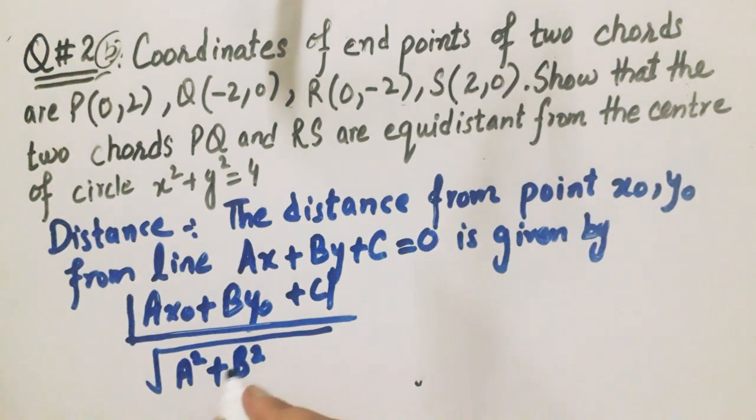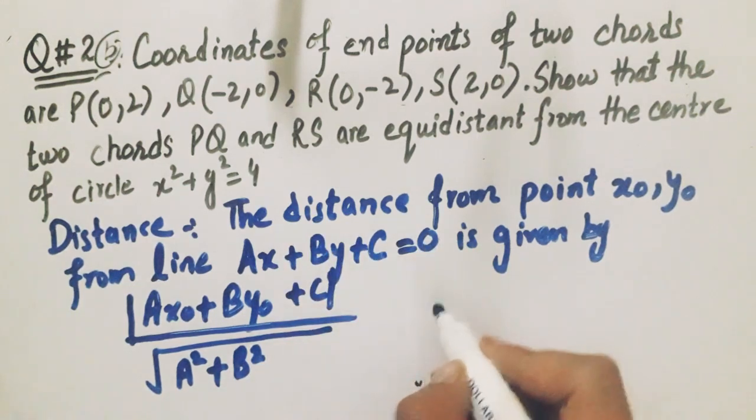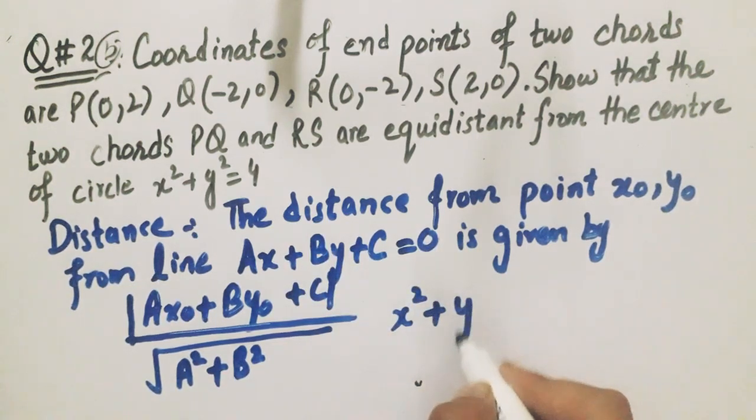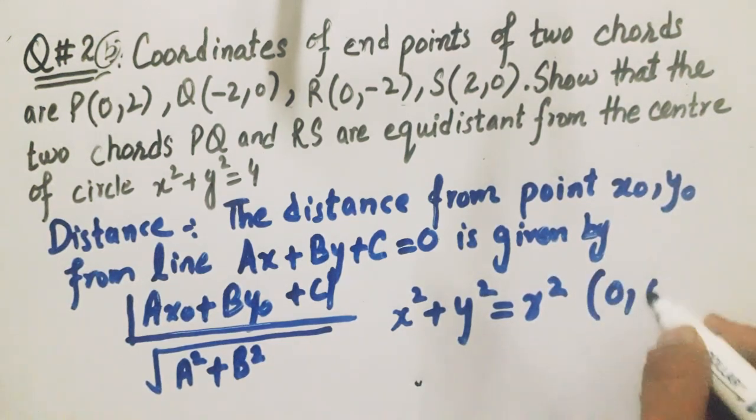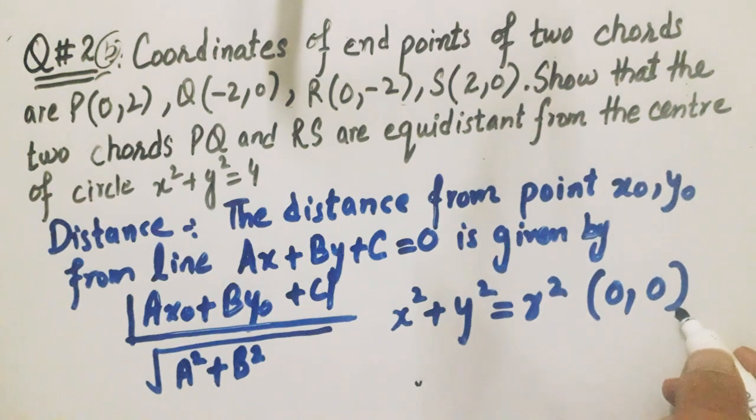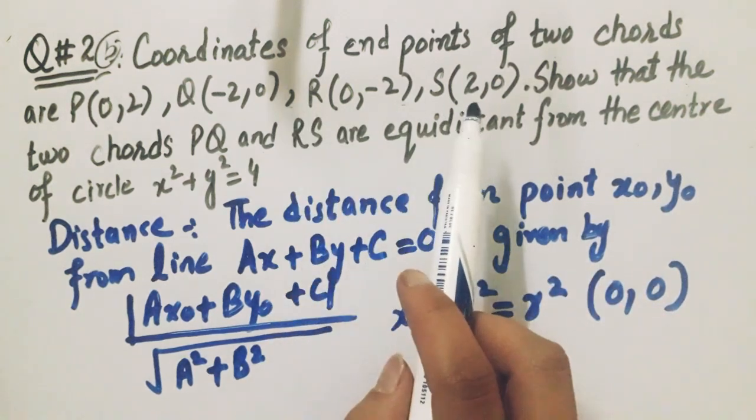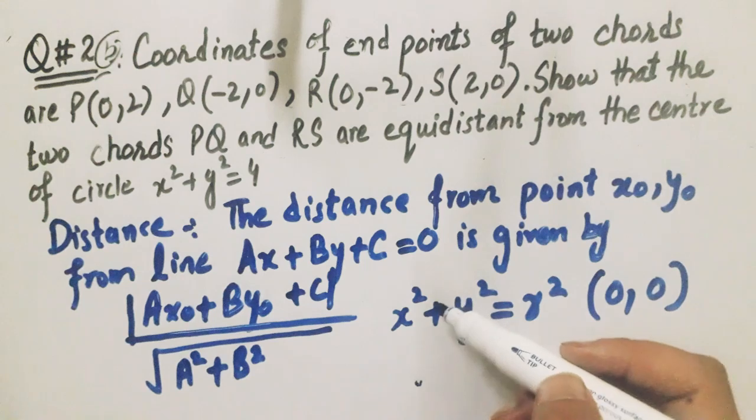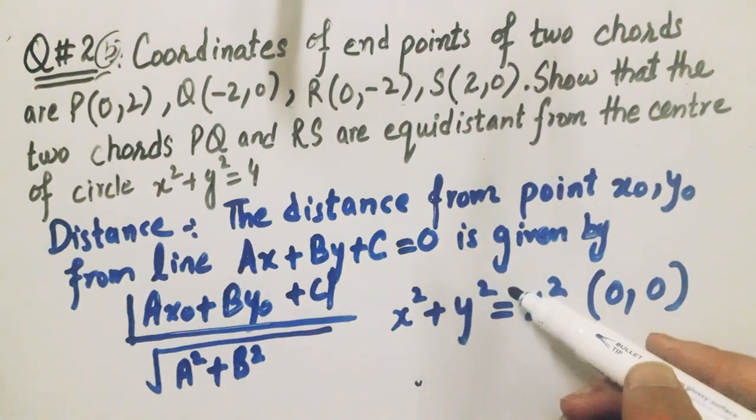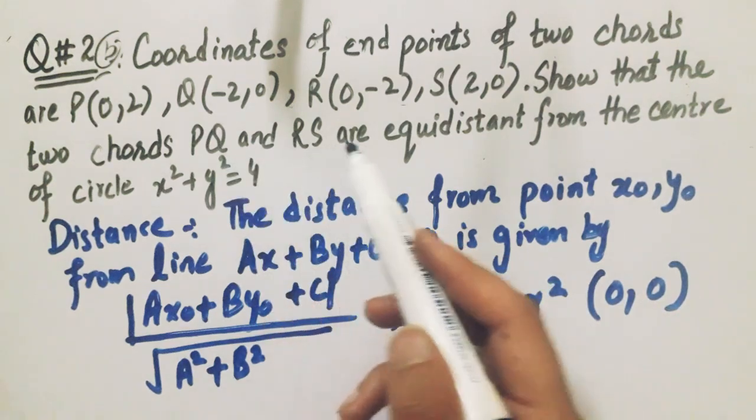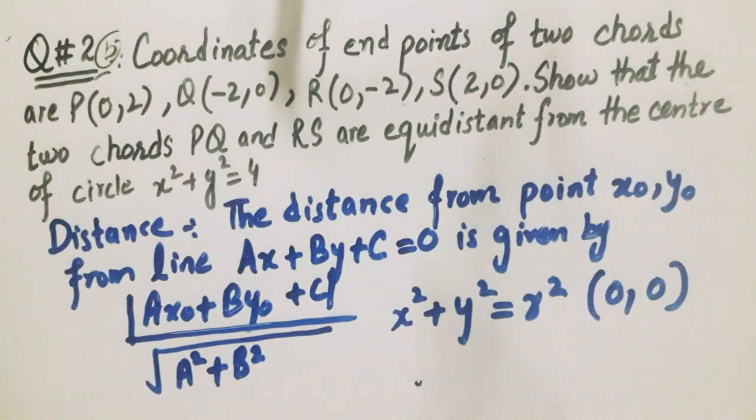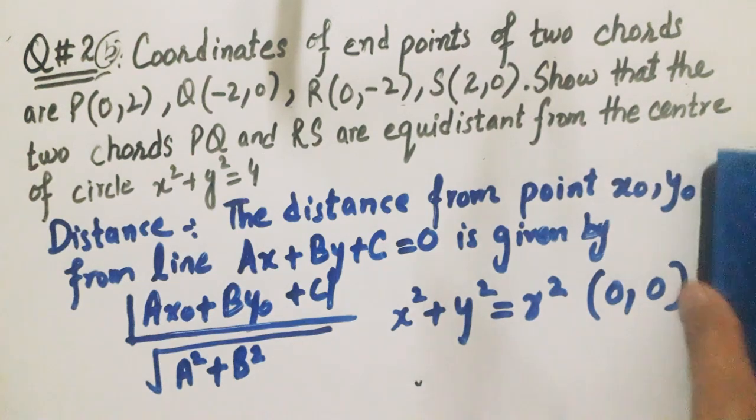The circle has equation x square plus y square is equal to r square, means center is 0, 0. Now first of all we will find the equation of lines containing the chords PQ and RS. Then calculate the distance from the center of the circle to each line. If our answer is same, then we will say that PQ and RS are equidistant from the center of the circle. Now we will solve this question.